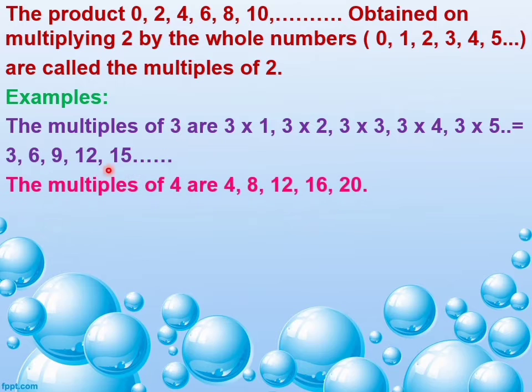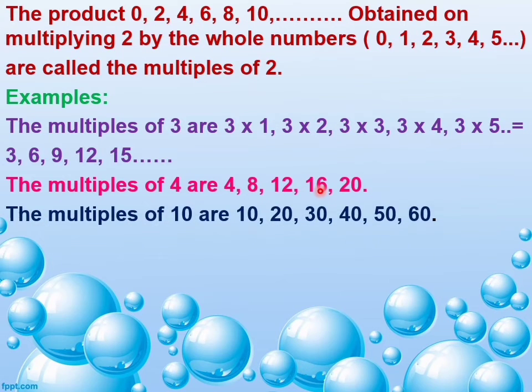Now multiples of 4. 4 ones are 4, 4 twos are 8, 4 threes are 12, 4 fours are 16, 4 fives are 20, and it goes on. So these are the multiples of 4. Now multiples of 10. 10 ones are 10, 10 twos are 20, 10 threes are 30, 10 fours are 40, 10 fives are 50, 10 sixes are 60, 10 sevens are 70. Like this it goes on. So these are known as the multiples of 10.